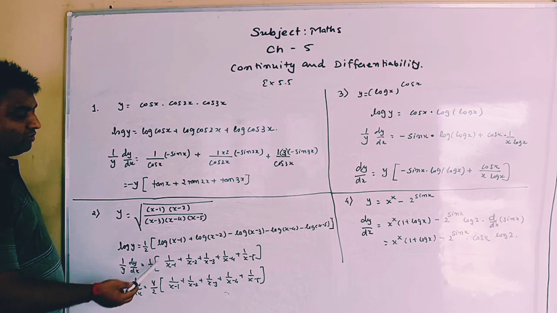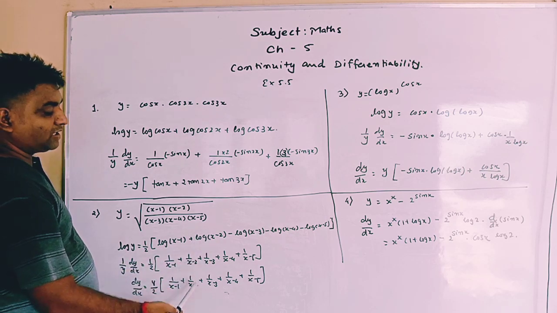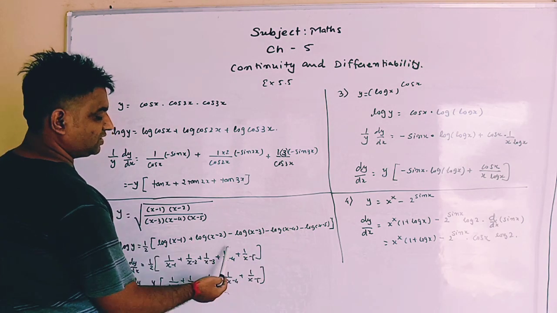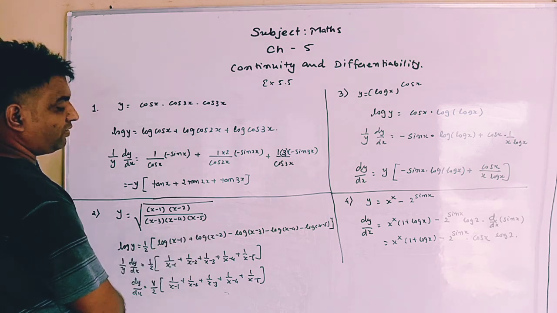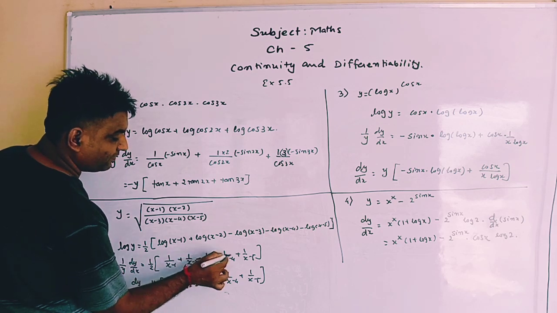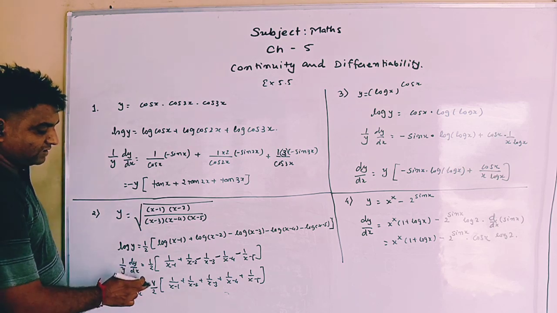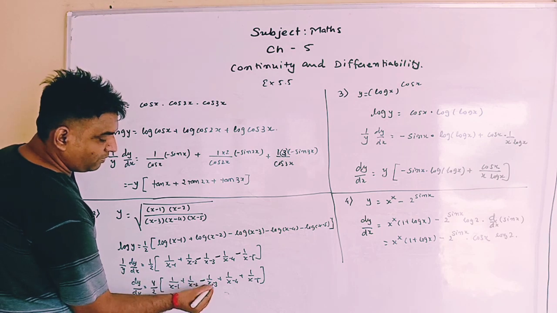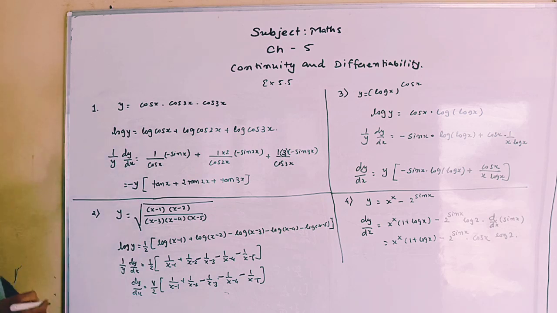And so 1 by 2 [log differentiation: 1 by (x minus 1), log (x minus 2) differentiation: 1 by (x minus 2)], log (x minus 3) differentiation 1 by (x minus 3), log (x minus 4) differentiation 1 by (x minus 4), and log (x minus 5) differentiation 1 by (x minus 5), and these three keep the minus sign. And so we take y to the other side: dy by dx equals y by 2 [1 by (x minus 1) plus 1 by (x minus 2)], then minus 1 by (x minus 3) minus 1 by (x minus 4) minus 1 by (x minus 5).